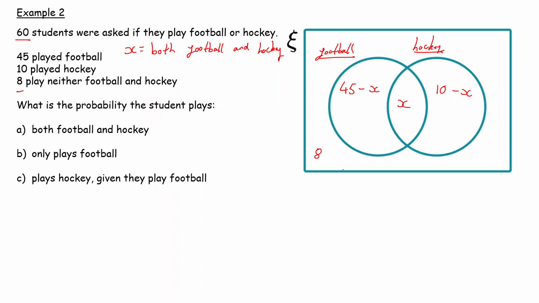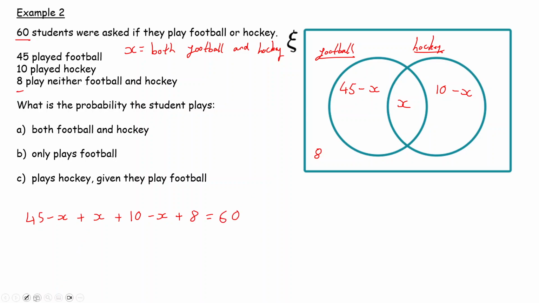So this is really forming and solving an equation, because we know in total there are 60 students. So if I add together 45 minus X, add 10 minus X, add 8, they will equal 60. And then we can go and solve for X. So let's go and do that. So we're doing 45 minus X plus X in the middle plus 10 minus X plus that 8 on the outside, and that must be equal to 60, because in total, if we add everything together, we get 60.